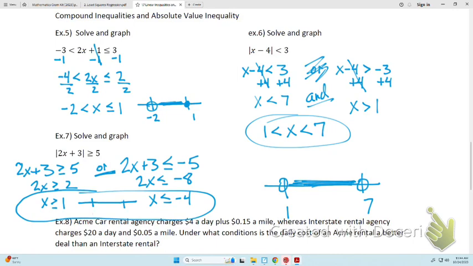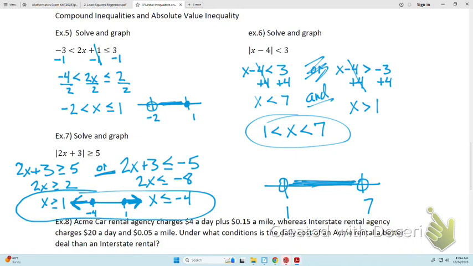Whoops, we need a negative 4. We need solid dots. And for that negative 4, it says x is smaller than negative 4, so you shade left. And it says x is larger than 1, so you shade right. Notice they do not overlap.